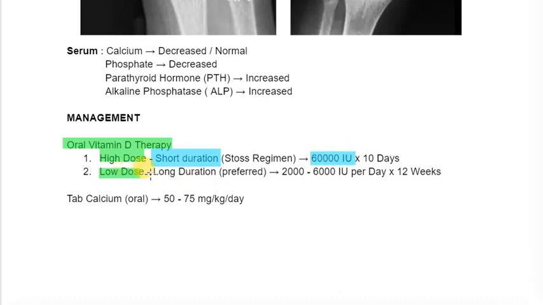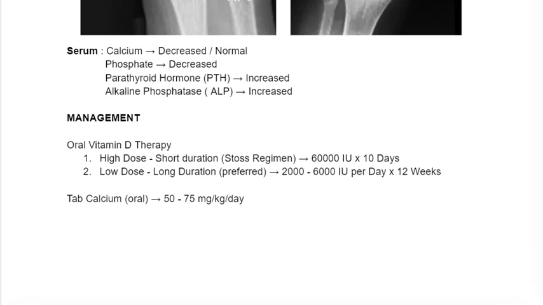And low dose is a long duration period. This is preferred in our practice, which will be vitamin D tablets of 2000 to 6000 international units per day for 12 weeks. And then we can administer calcium orally if there is a decreased value, which is 50 to 75 milligram per kg per day. So we have to evaluate depending upon the weight.